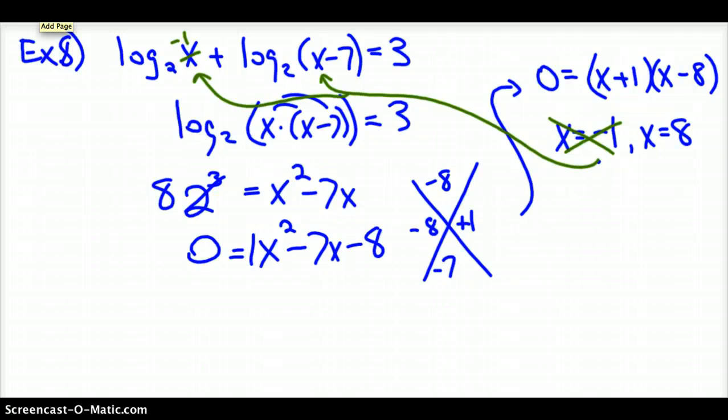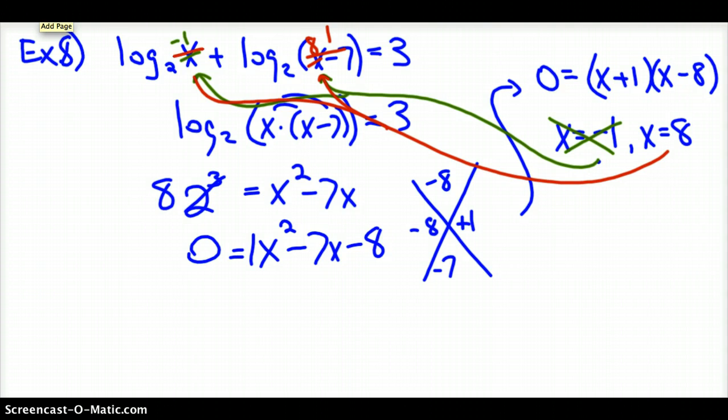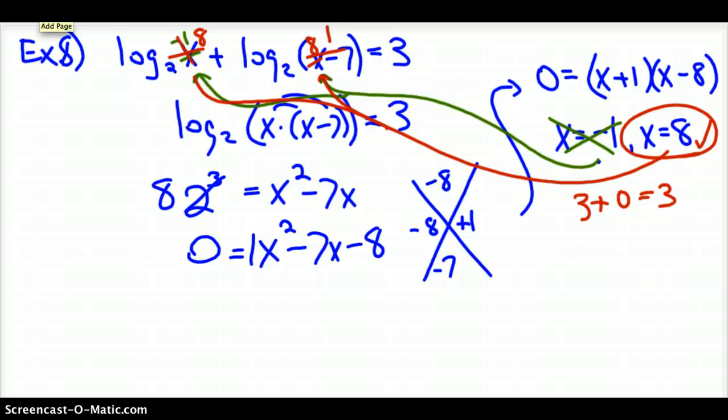Now I'm going to take 8 and plug it in here and get 1. I'm going to take 8 and plug it in here. Log base 2 of 8 is 3. So I get 3. Log base 2 of 1 is 0. And these two add up to be 3. Yes, it does. So 8 will check. So that ends our lesson on 8.6.